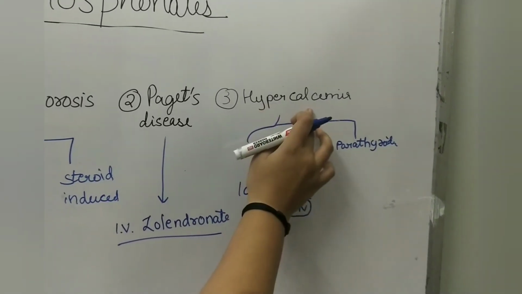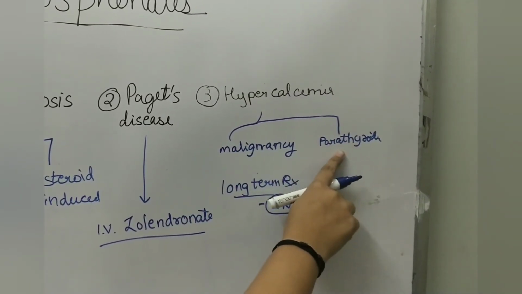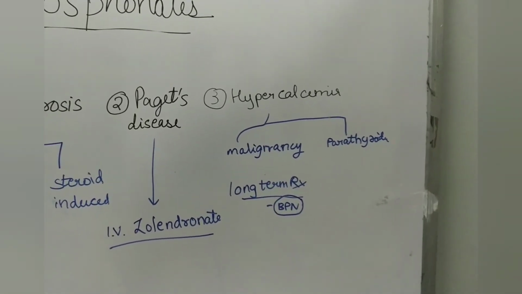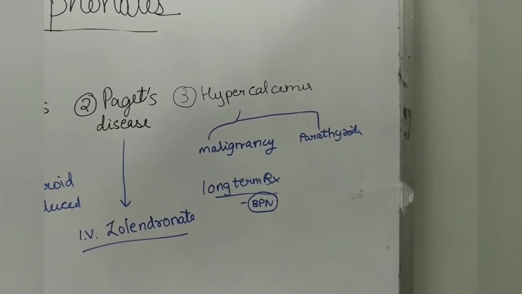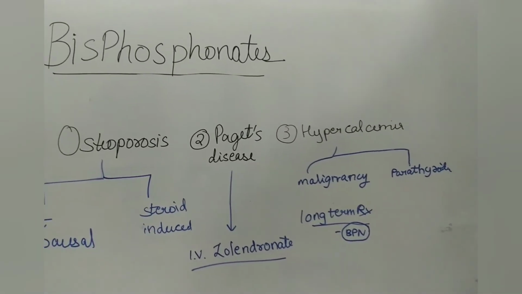In hypercalcemia, it can be hypercalcemia of malignancy or hypercalcemia of parathyroidism. For the long-term treatment, we use bisphosphonates. And what do we use in acute hypercalcemic conditions? IV saline as well as furosemide.